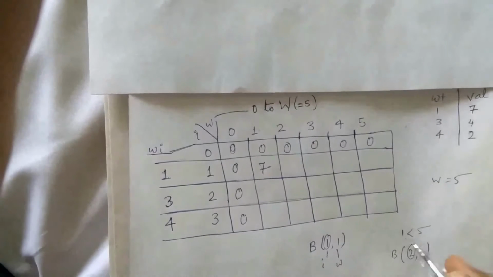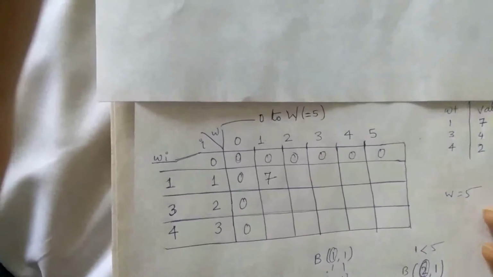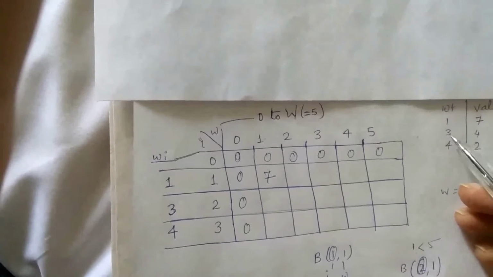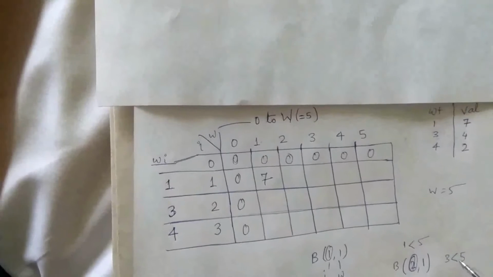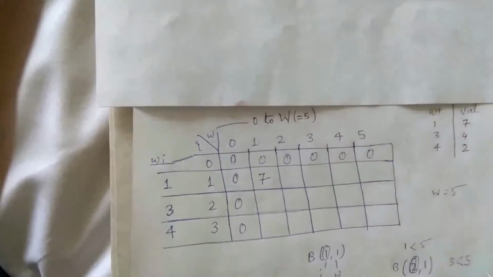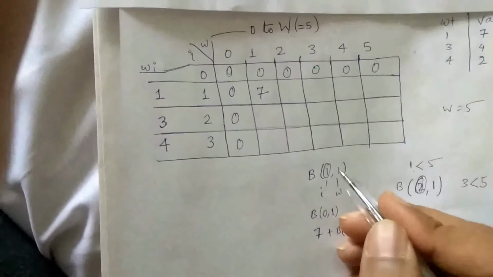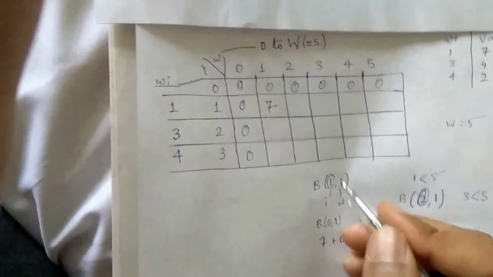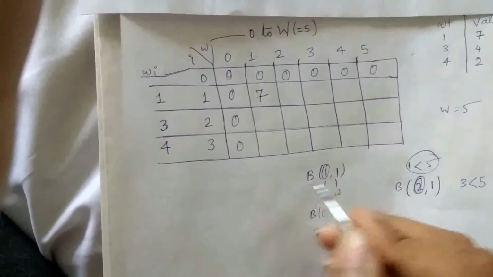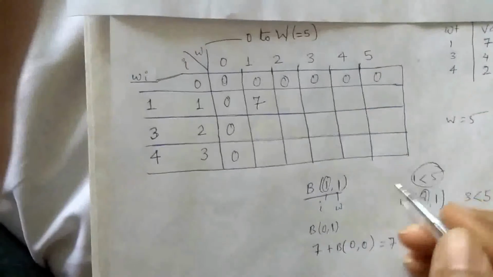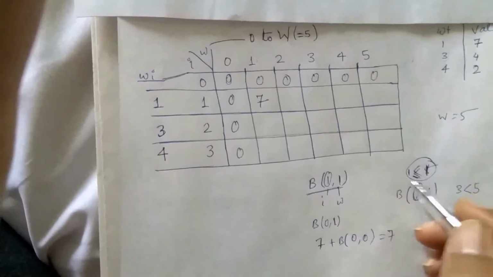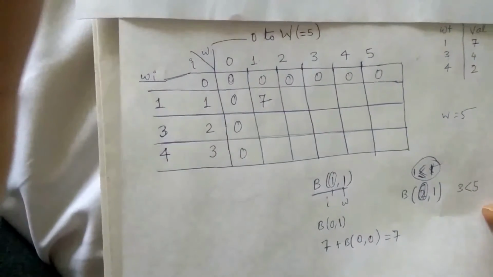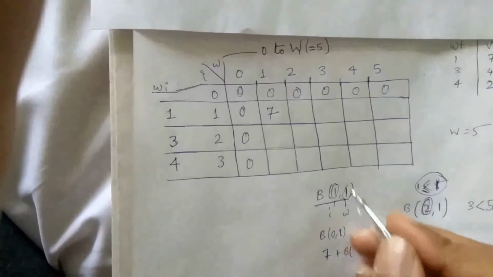B21. We will first check what is the weight of this item 2. Weight of the second item is 3, which is lesser than... sorry, initially I told you this 1 is lesser than 5. When we are computing B(1,1), it will be 1 less than or equal to 5, right? So we will not see this. We will see what is the current value of W.